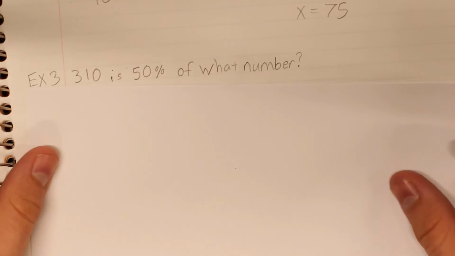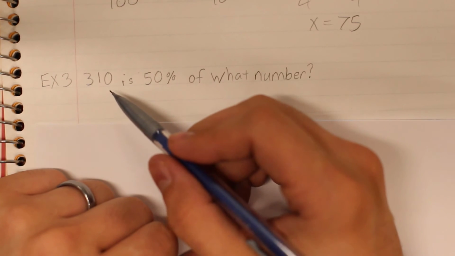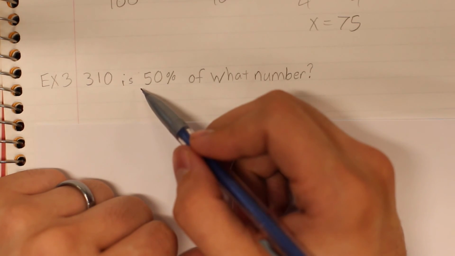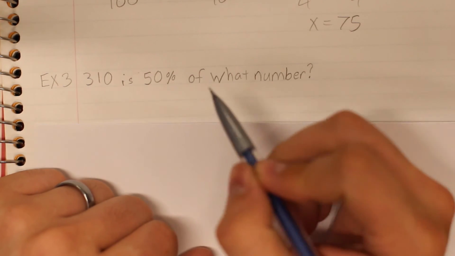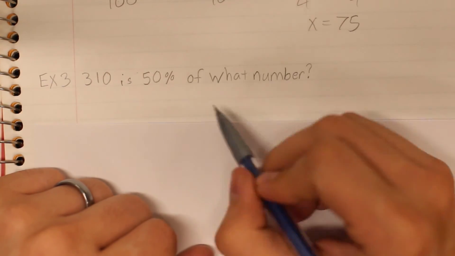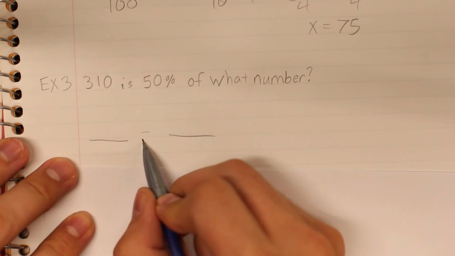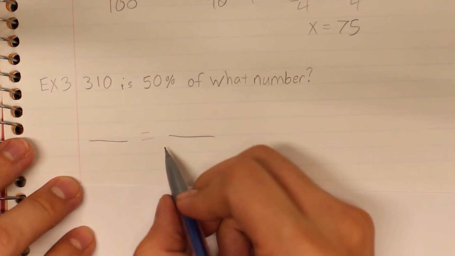Last problem we're going to do is here we have 310 is 50% of what number? Of what? We don't know the of. That's what we don't know. So we need to create our, once again, parts here, okay?